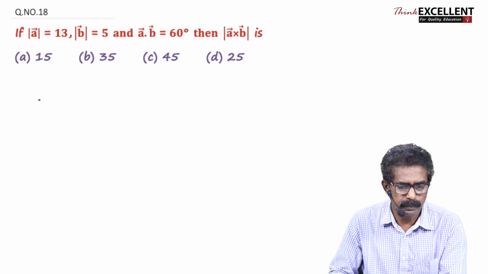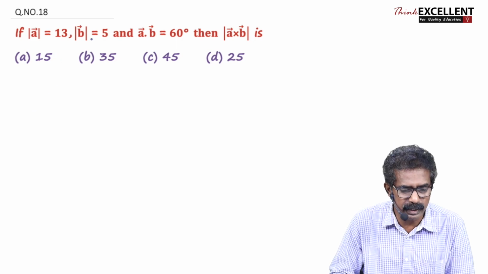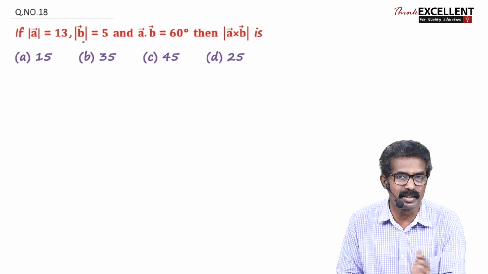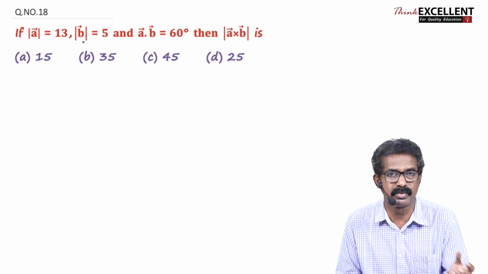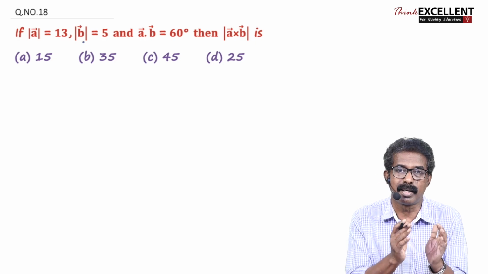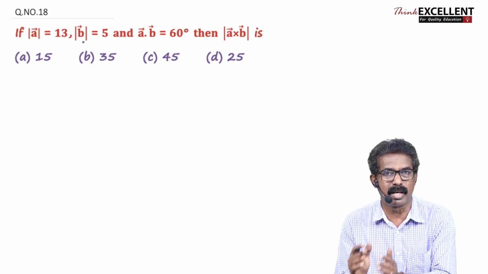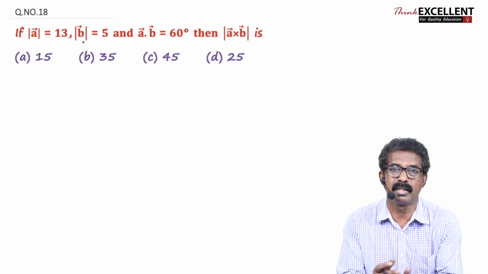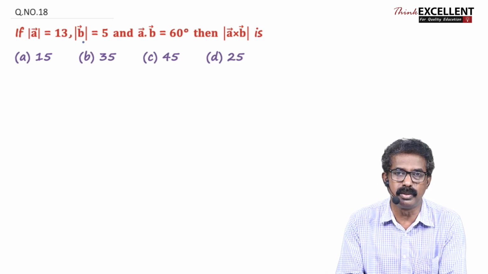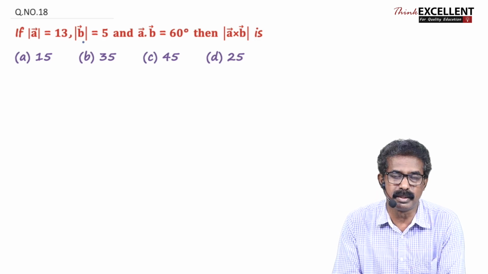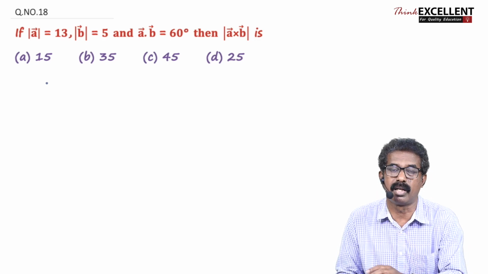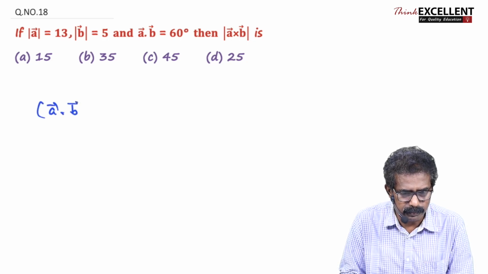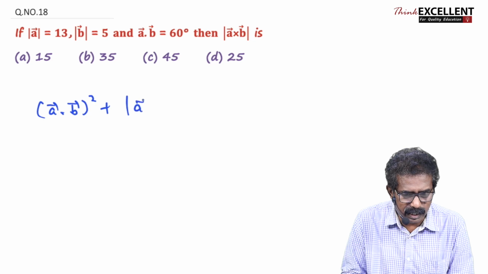Question number 18. Modulus A given, modulus B given, A dot B, A cross B. So there is a relation connecting all these four, right? In the previous video I taught a relation between modulus A plus B, modulus A minus B, modulus A, modulus B. That's a very important one: modulus A plus B square plus modulus A minus B square equal to 2 into modulus A square plus modulus B square. But here also there is a relation connecting all these four, and that is A dot B square plus modulus A cross B square.